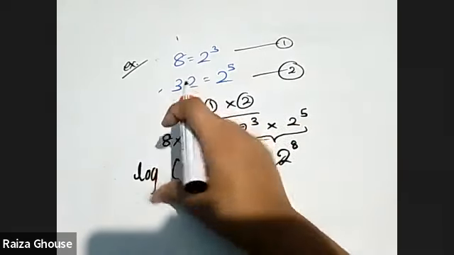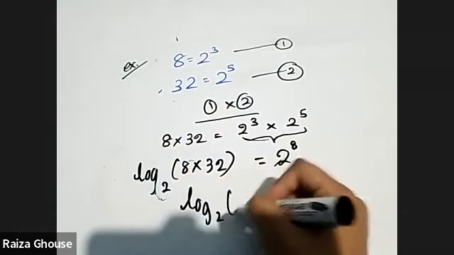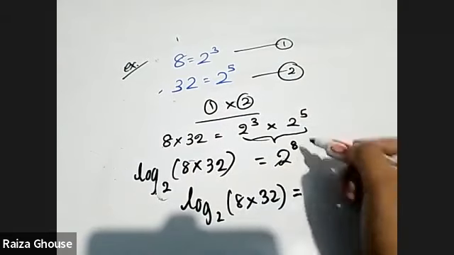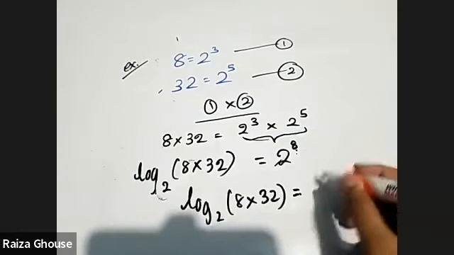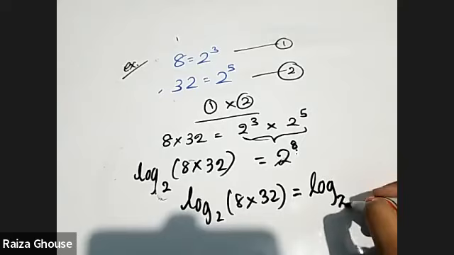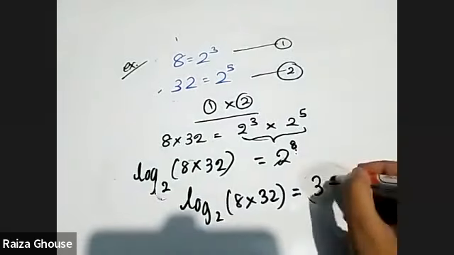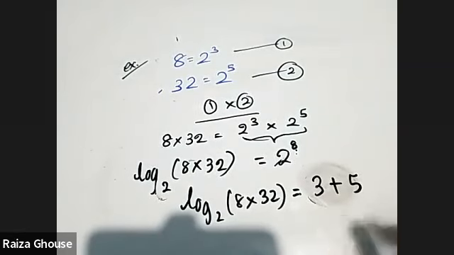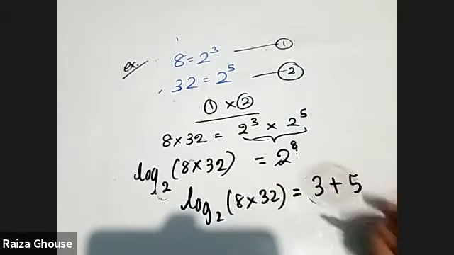Right, so I don't want to cancel it and show here. I'll just keep it for now. I can write log base 2, 8 into 32 is equal to this 8. How did I get this 8? I can write down 3 plus 5. 3 plus 5 is 8. Now, log base 2, 8 into 32, I can expand it.